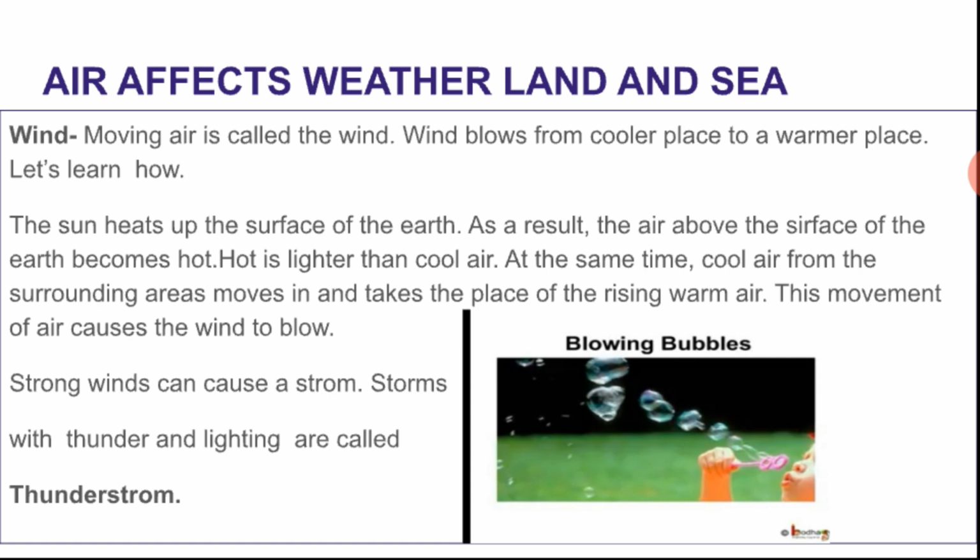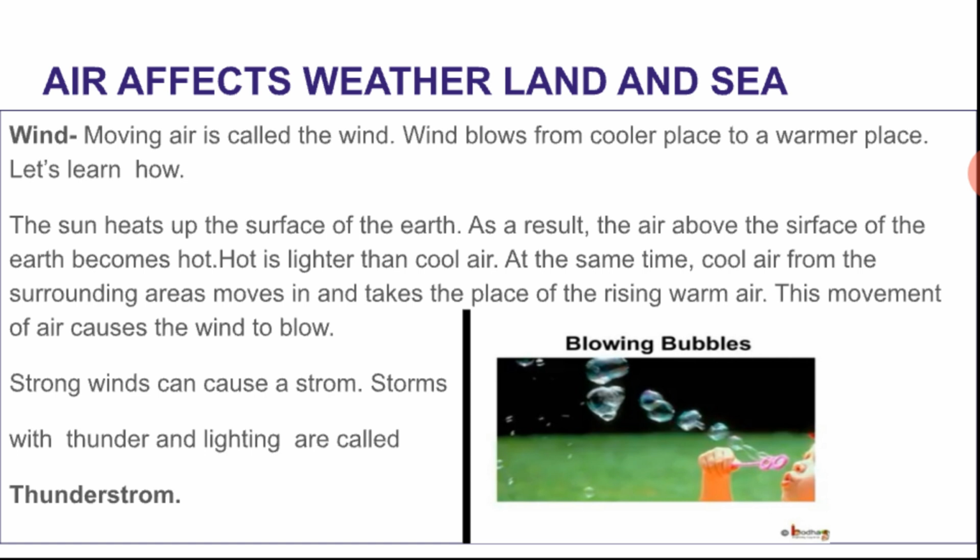Let us see how. The sun heats up the surface of the earth. Because of the sun we feel warm. As a result, the air above the surface of the earth becomes hot, because of the heat of the sun's rays. Hot air is lighter than cool air. We know that also.